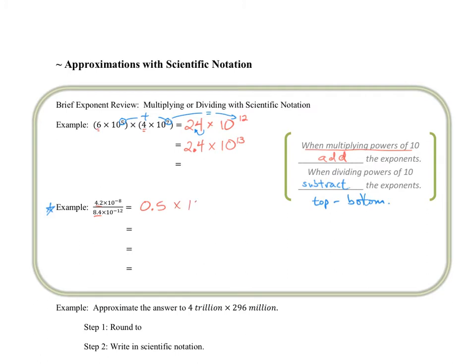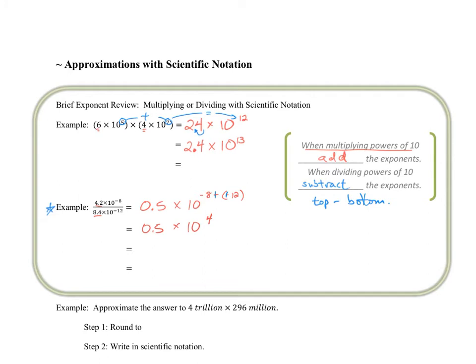But 5 and 7 was pretty easily added to 12, so I didn't hesitate with that step up there. But what would happen here is we would have 10 to the negative 8 minus negative 12. And subtracting a negative here is exactly the same as adding a positive. So we would have here 0.5 times 10 to the fourth power, because negative 8 plus 12 is 4.